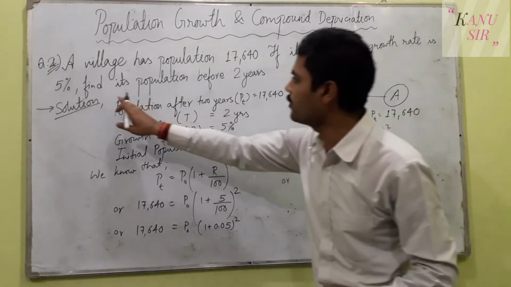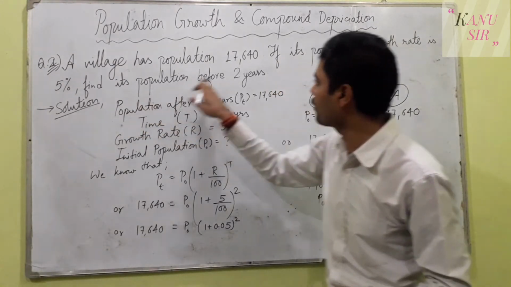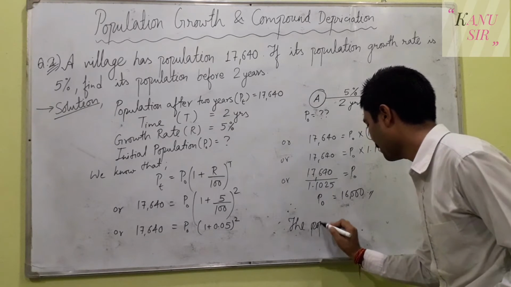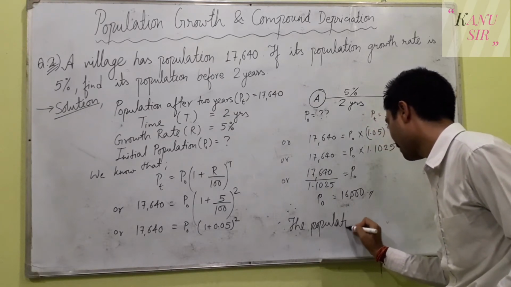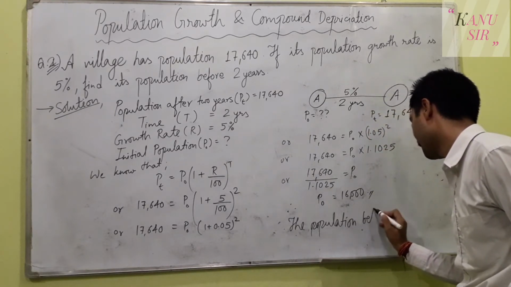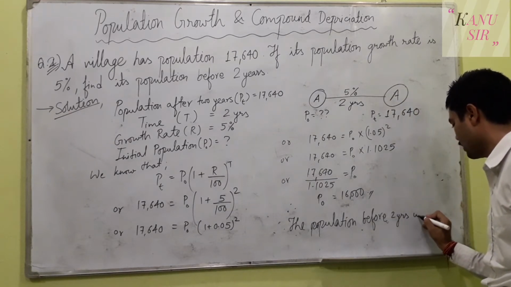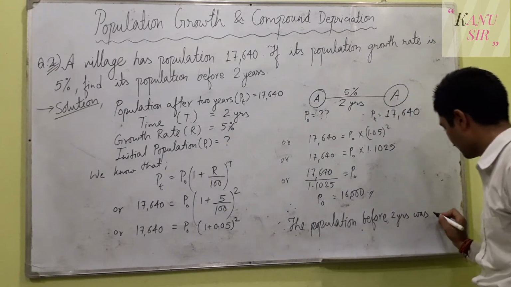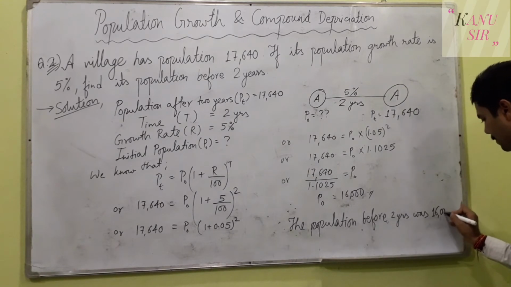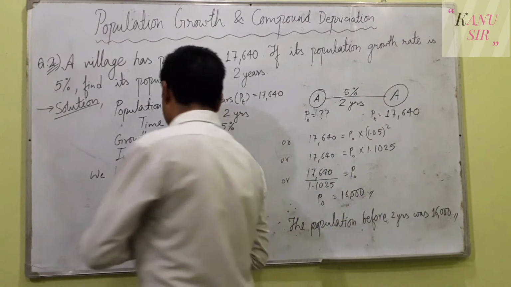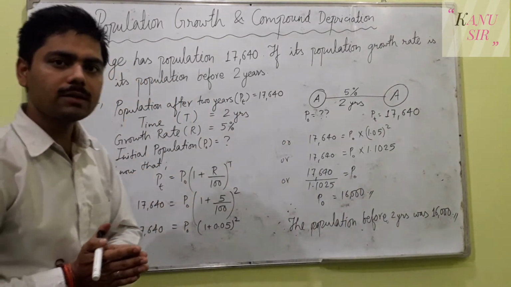And how shall we write the conclusion? Find the population before 2 years. The population before 2 years was 16,000. And there is one more question that may be raised by the students here.